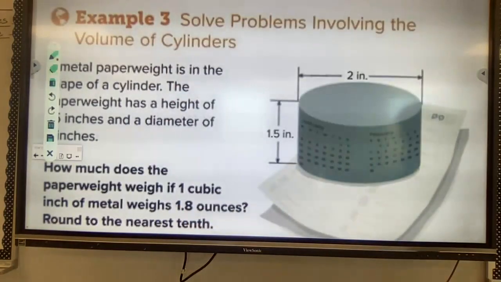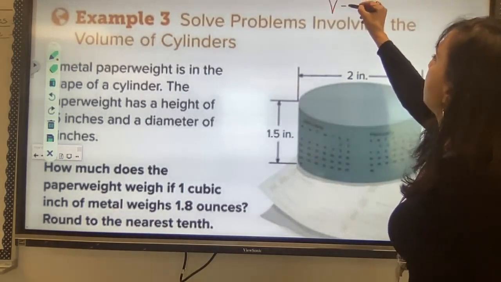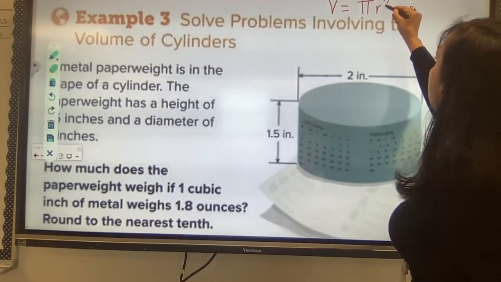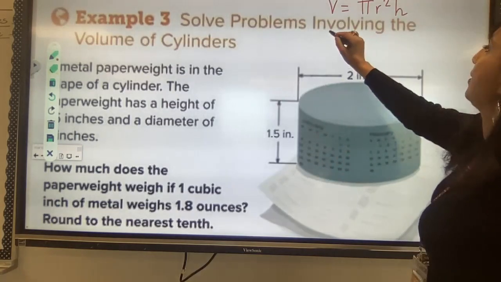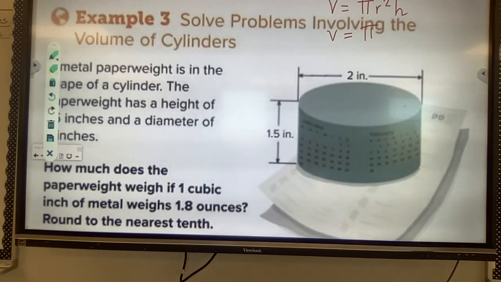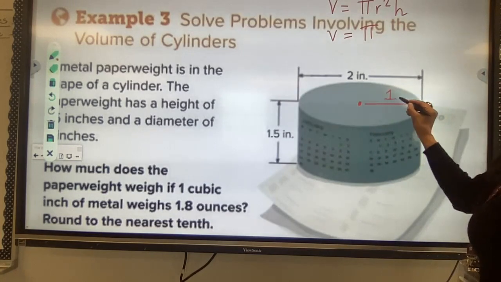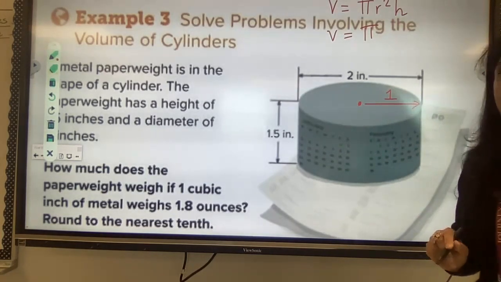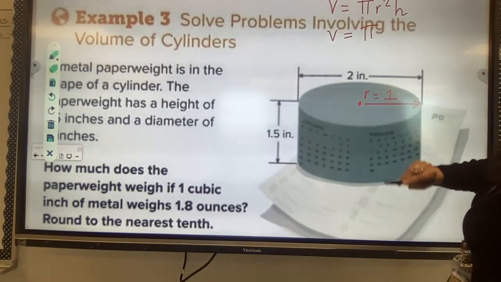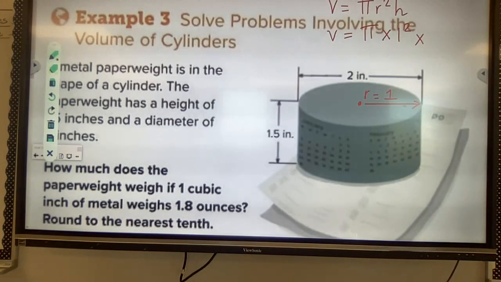Okay, so in order to find out this question, in the first step, we are going to find the volume of the paperweight. Okay, and we know that volume is equal to pi r squared h. And so volume is equal to pi. Okay, if my diameter is 2, what is half that? This much is going to be 1, right? So this is going to be my radius. So times 1 squared times my height, which is 1 and 5/10.